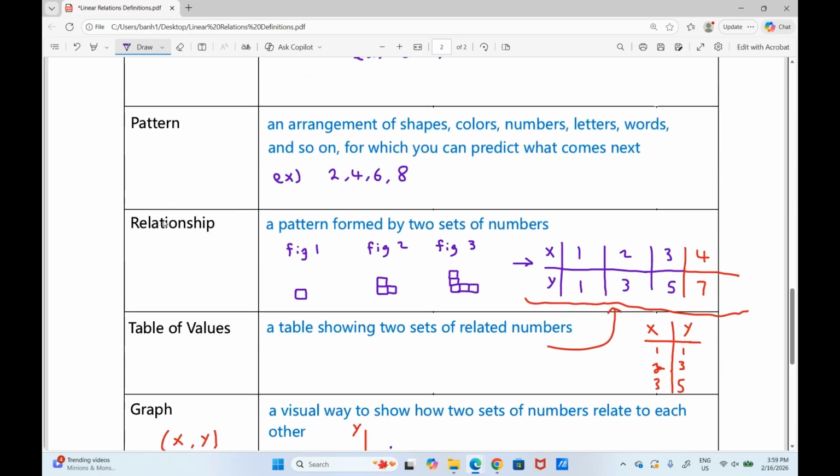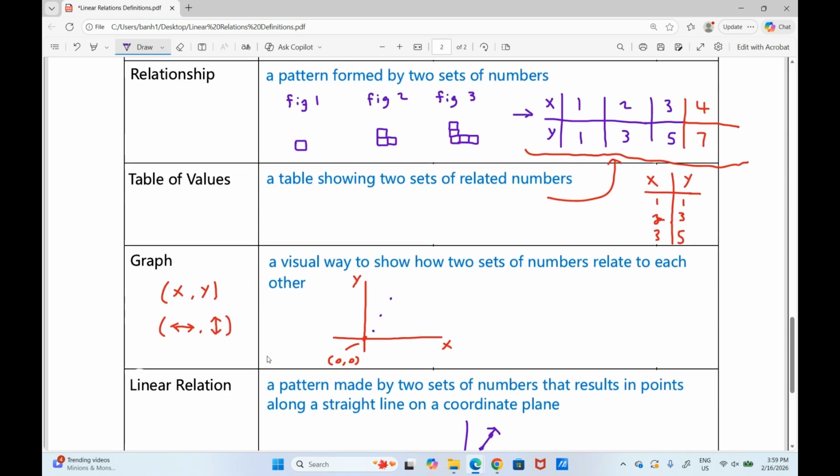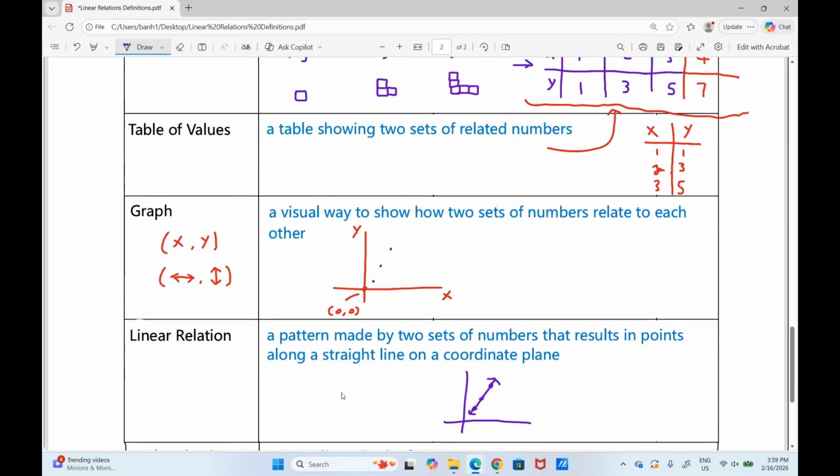So notice you have to first figure out the pattern, then form a relation with it, then put it into a table of values, then use that table of values to plot points on a graph. And then if it's a straight line, that's considered to be a linear relation. And we're going to talk more about this in the other videos.